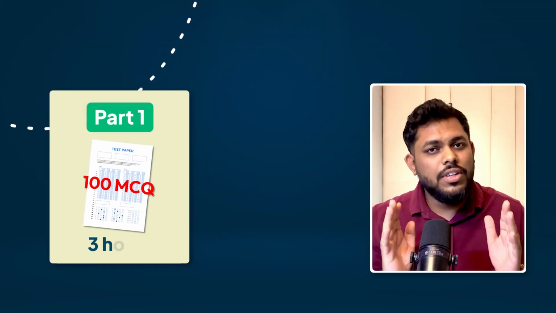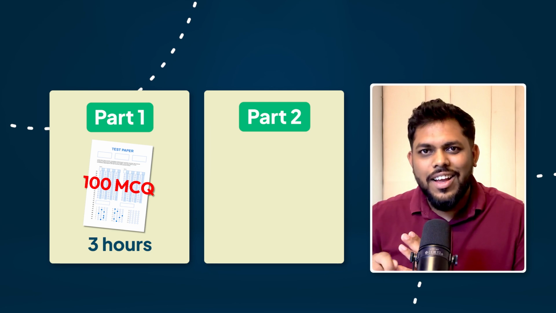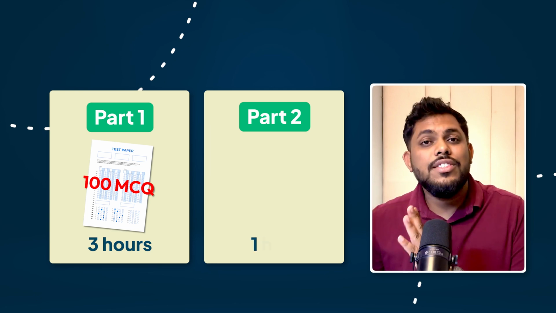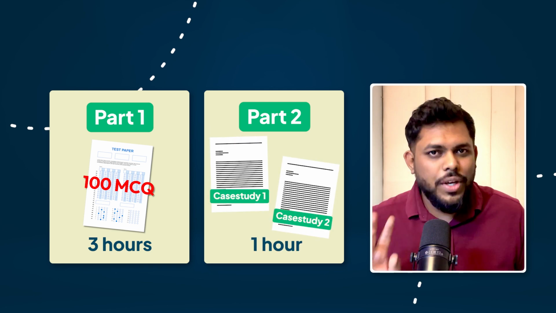Now we are well aware that our US CMA paper has two parts. One part is 100 MCQs for 3 hours, and then there is some eligibility criteria. If we suffice that, there will be additional 1 hour during which we have to solve 2 case studies. Now a lot of people fail to understand the eligibility criteria, or they are unaware about the scaling system used to evaluate these exams. So in today's video, we have a very simple but important agenda.